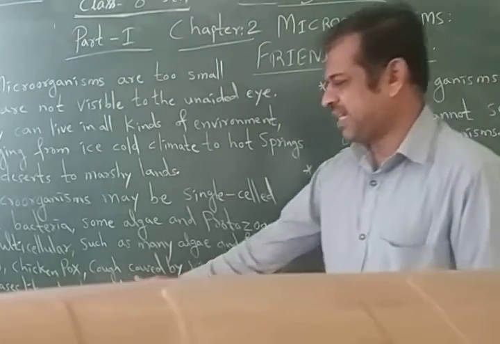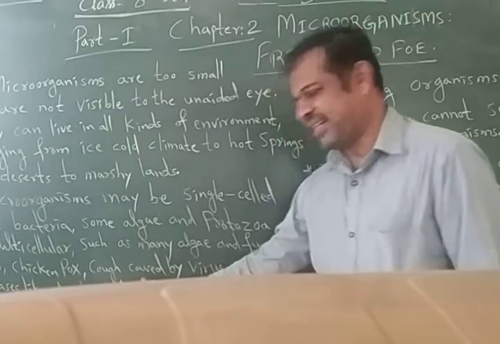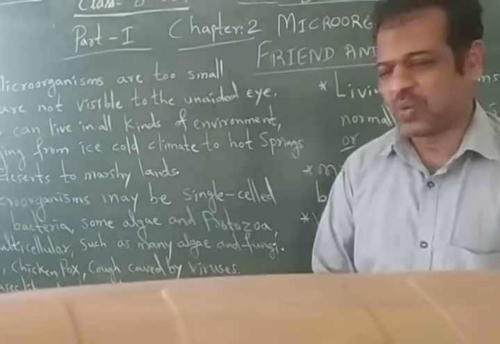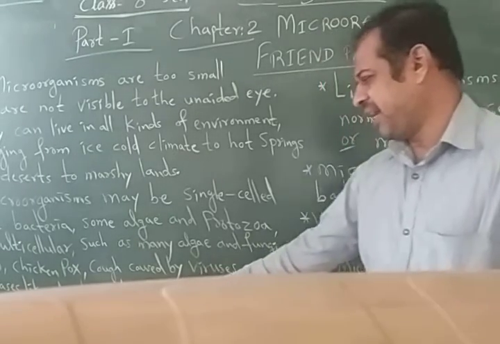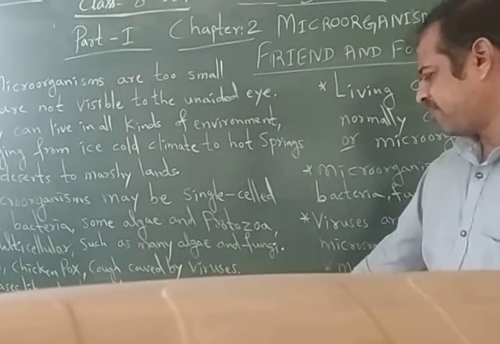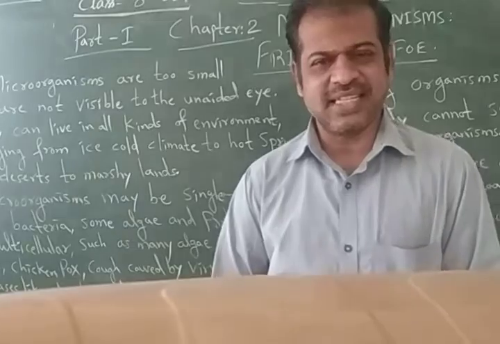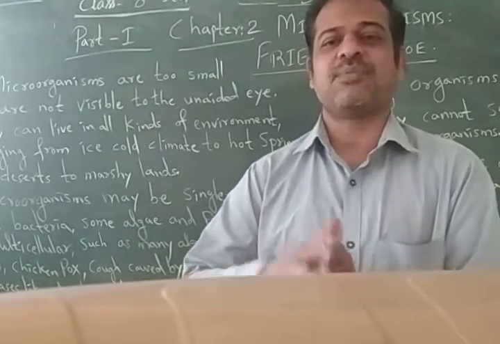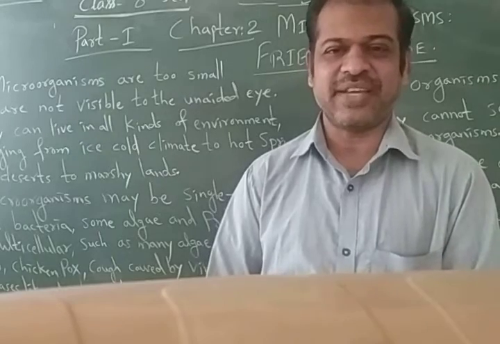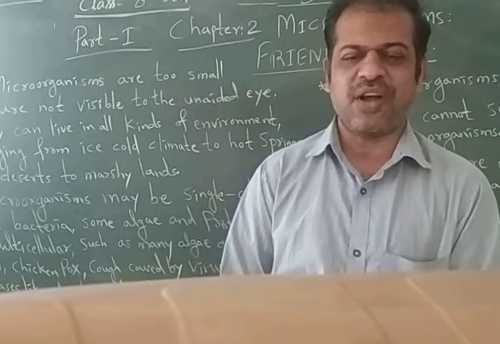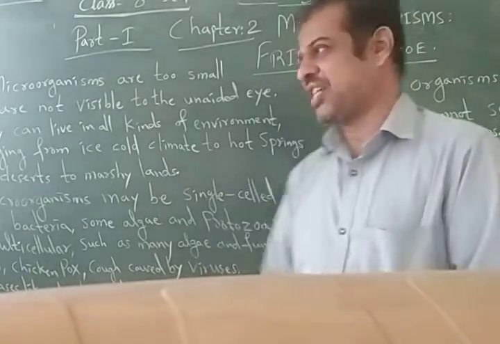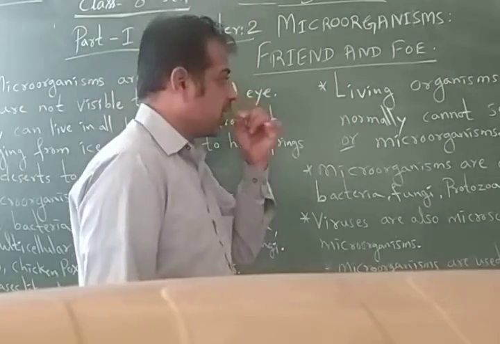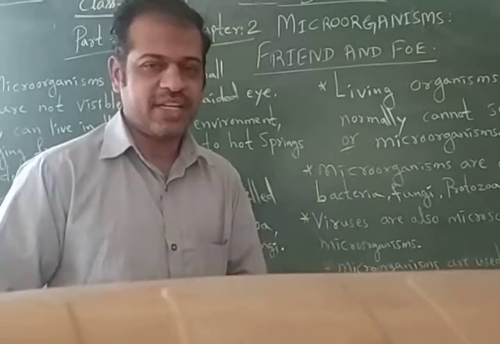Next, diseases like dysentery and malaria are caused by protozoa. Typhoid and tuberculosis are bacterial diseases. Okay, students, some are bacterial diseases, some are viral diseases. Viral disease means diseases which are spread by a virus. Okay, students, so many points are there. Again, some points we study here.